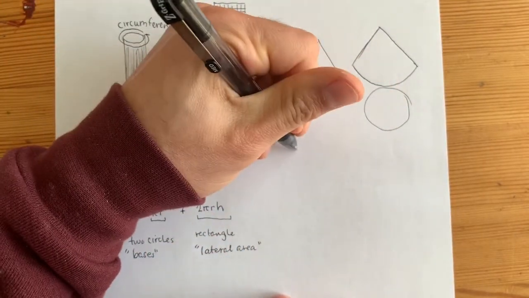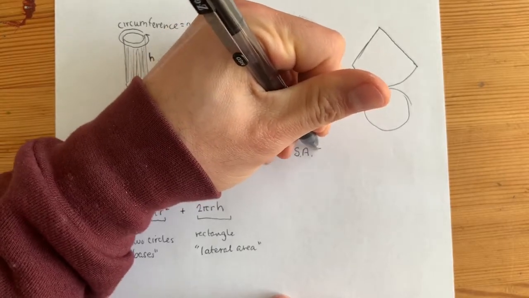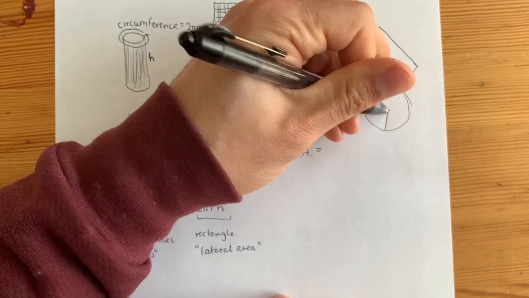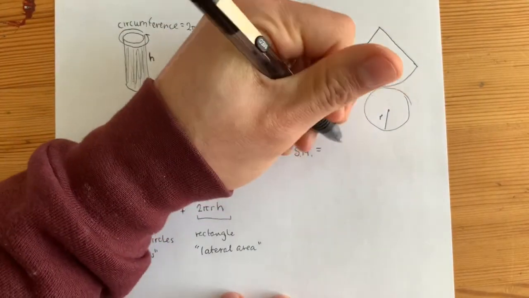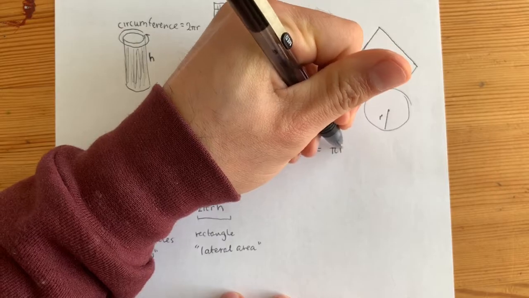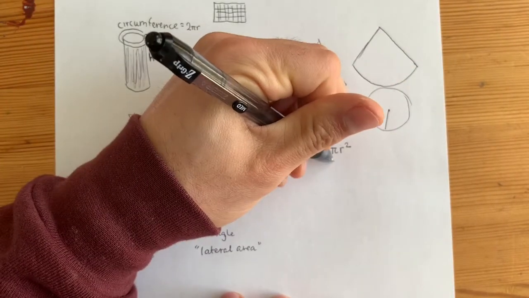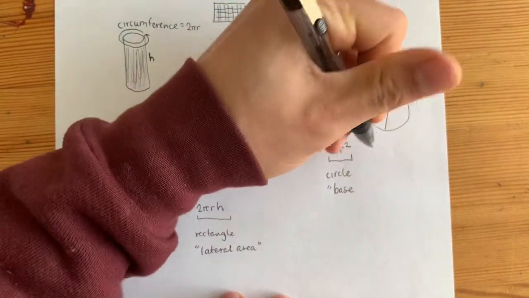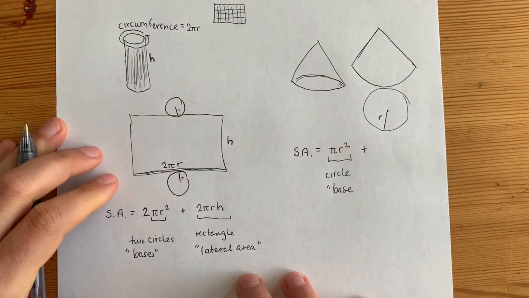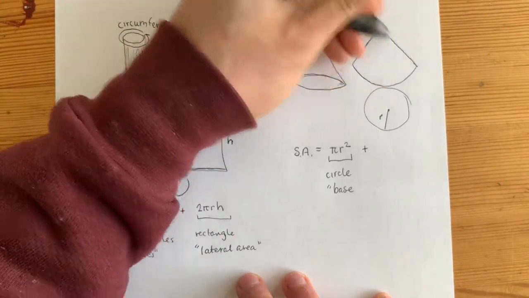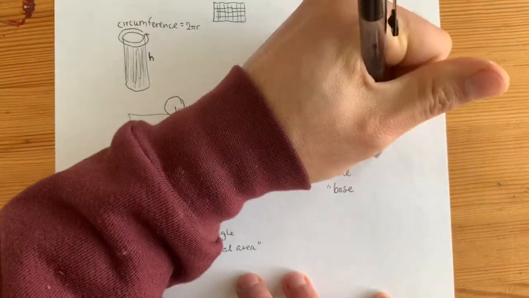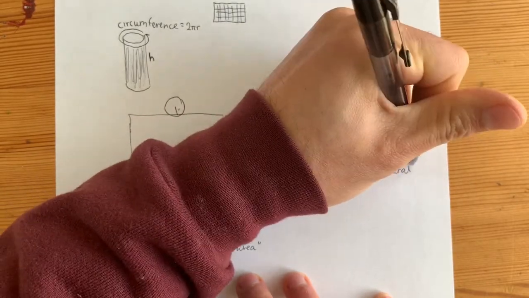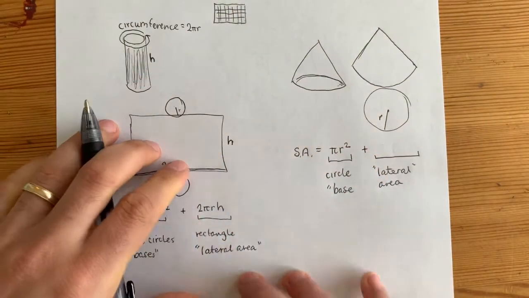added together. So the surface area equals, the first shape I'm going to use is the circle here, and the circle has some radius. The area of one circle is pi r squared, and we only have one circle. So this is the circle, and that's the base, plus, and then this is called the lateral area going around the sides.